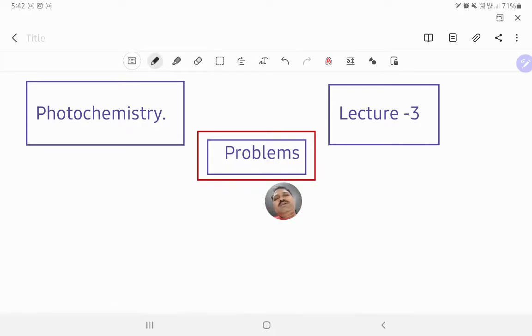Hello friends. Yes, we are studying photochemistry. In that photochemistry, we already studied laws of photochemistry and quantum yield. And on this basis of laws of photochemistry and quantum yield, today we will deal with some problems in photochemistry. It is problems based on laws of photochemistry and quantum yield. Okay? Yes, we will see the problems.